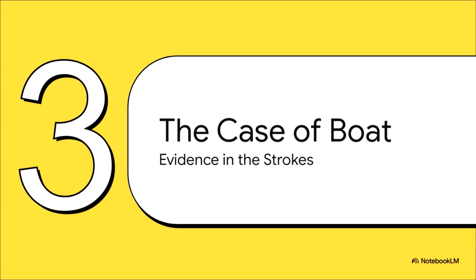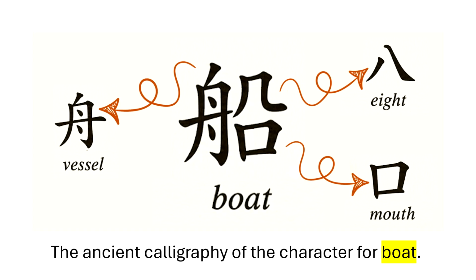Which brings us to Section 3, the case of boat. Evidence in the strokes. Now, take a really close look at the ancient calligraphy right here. You're looking at the traditional Chinese character for boat. At first glance, sure, it just looks like a unified symbol. But Pastor Kang realized that this character is not just some random collection of lines. It's actually a composite of 3 very distinct, separate symbols brought together to form a single concept.